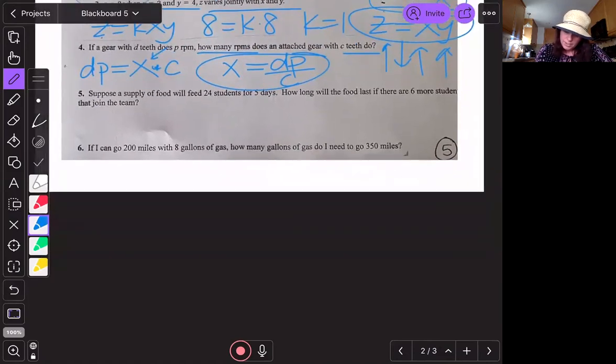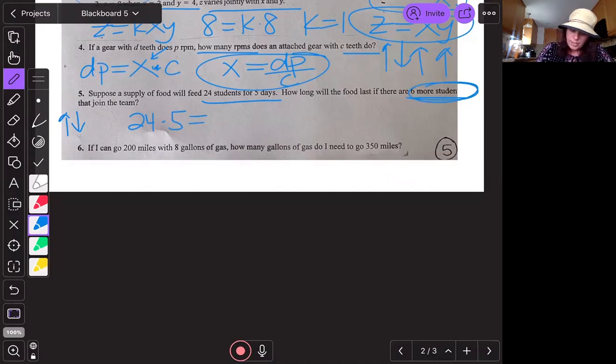All right, number 5. Suppose a supply of food will feed 24 students for 5 days. How long will the food last if 6 more students join the team? Okay, so the more students, the fewer days the food is going to last. So we need to set up products here. 24 students times 5 days equals, now 6 more students are coming in. That does not mean 6 times x, it means 30, because 24 plus 6 is 30, times x. Then we solve: 24 times 5 and then divide by 30. So that would be 4 days the food will last because 6 more kids are coming in.